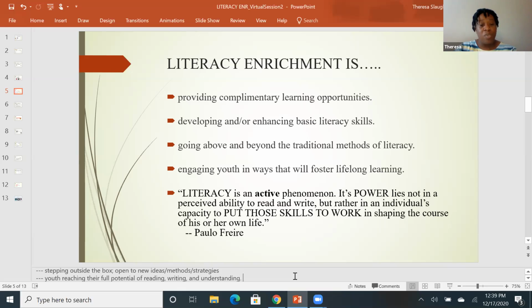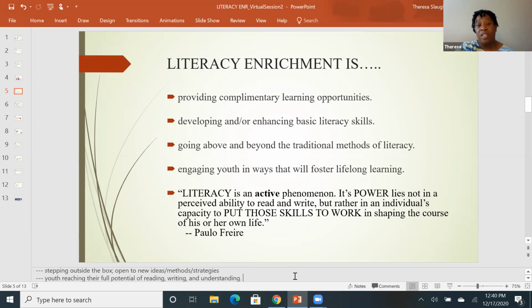And then the last one, I had to put Paulo Freire, whose quote speaks volumes about literacy. Literacy is active. Its power lies not in the perceived ability to read and write, but rather in an individual's capacity to put those skills to work, which ties back to fostering lifelong learning, because these are things they're going to do beyond our program, beyond high school, and in shaping the course of their own life.